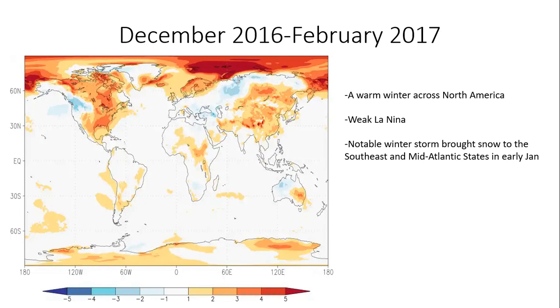Now, December 2016 to February 2017 winter season. Let's take a look at that one. This was a warm winter across North America as a whole. We had a weak La Nina. We did have a notable winter storm that brought snowfall to the southeast and mid-Atlantic states in early January. It was really the only bout of winter weather that we saw that year.